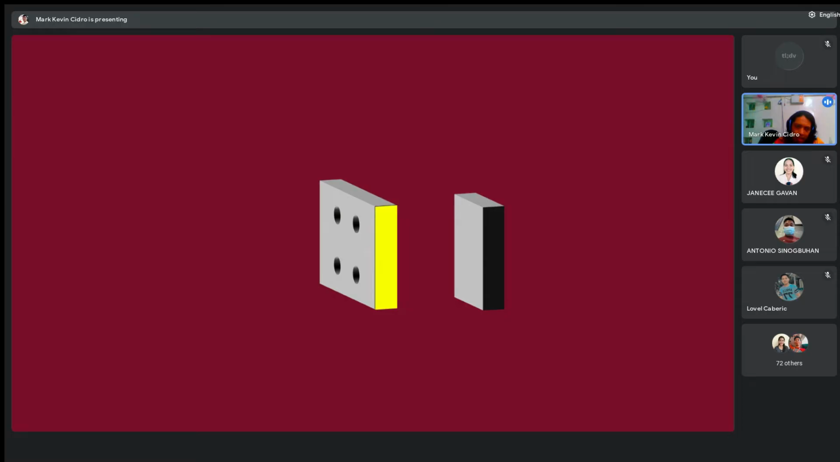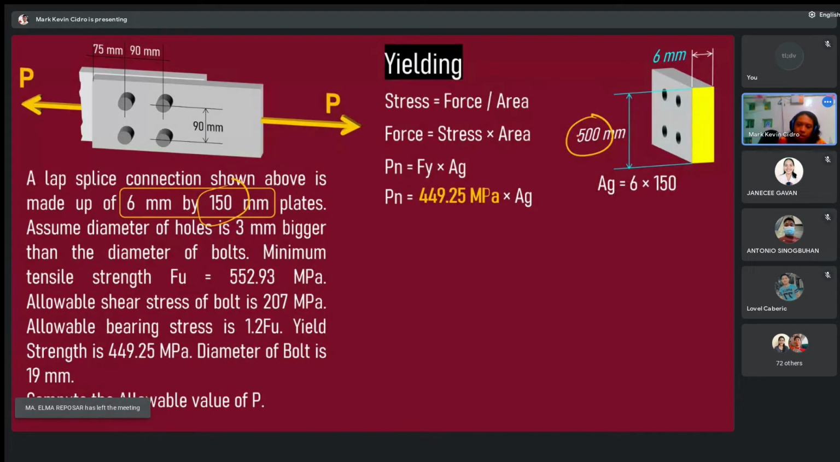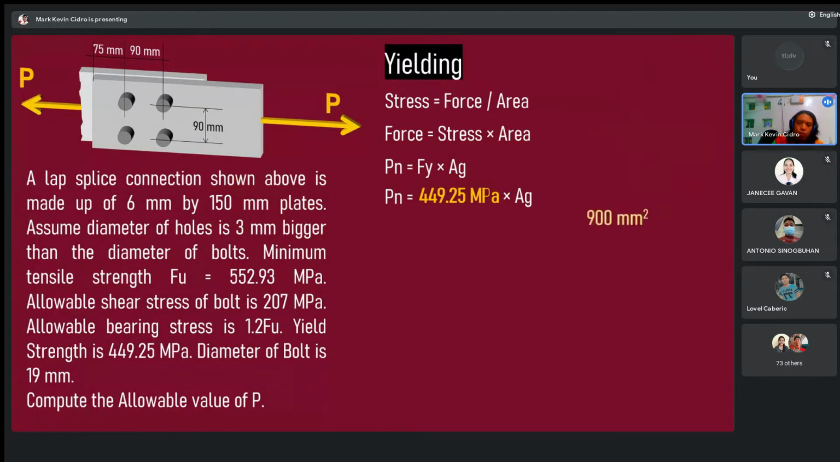Gets? O, ano ito na area? Kita niyo, the lap connection shown above is made up of 6 mm by 150 mm plates. Basta base times height ito. 150 mm lang. So your AG therefore is equal to 900 mm squared. Oh, substitute ko. Ano na?